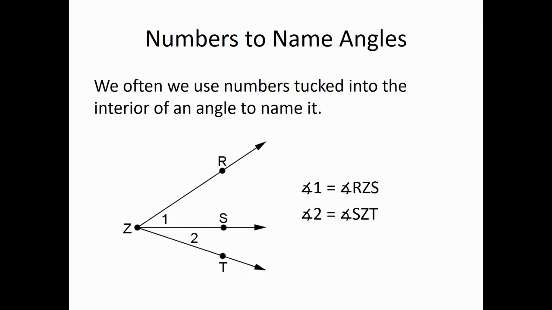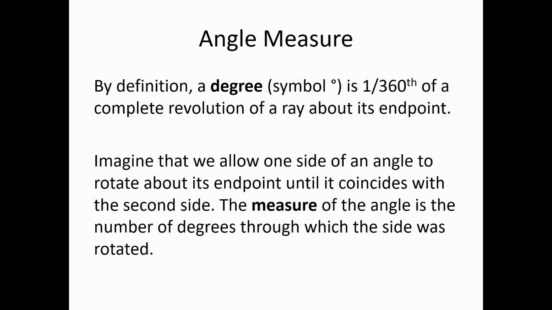It should be clear from the diagram that 1 is another name for angle RZS, that is the angle that's up top, and 2 is another name for angle SCT, which is the angle on the bottom. Now, we do this when it's possible, when we can place the numbers in a way so that it's clear which angle we name, and we do it typically because it's shorter, it's easier.